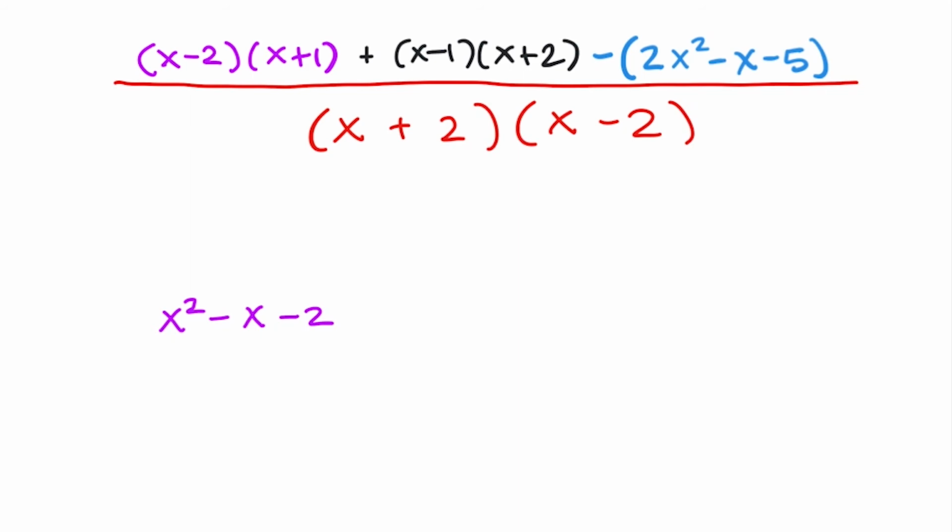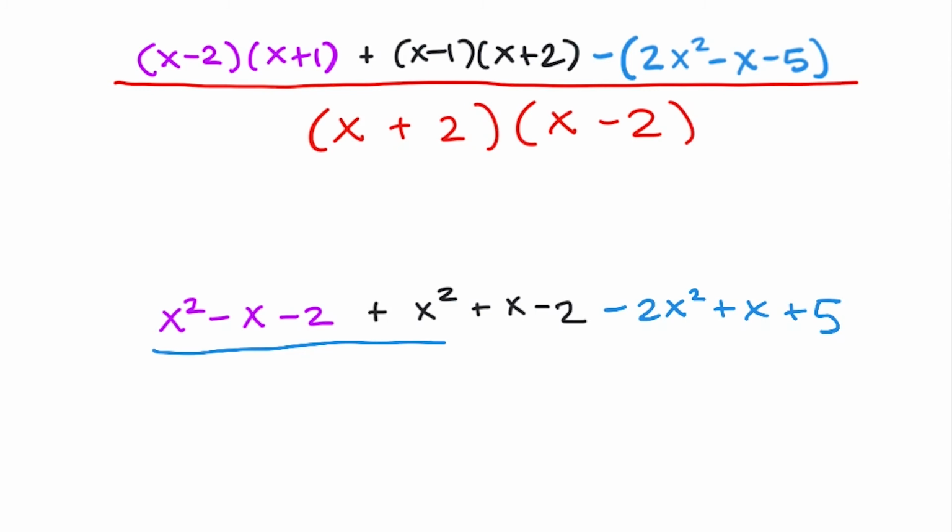Then if I multiply these two together, x minus 1 times x plus 2, this gives me x squared plus x minus 2. And then all I need to do is distribute this negative in the last one, so we get minus 2x squared plus x plus 5. And we don't want to forget our denominator is still x plus 2, x minus 2.